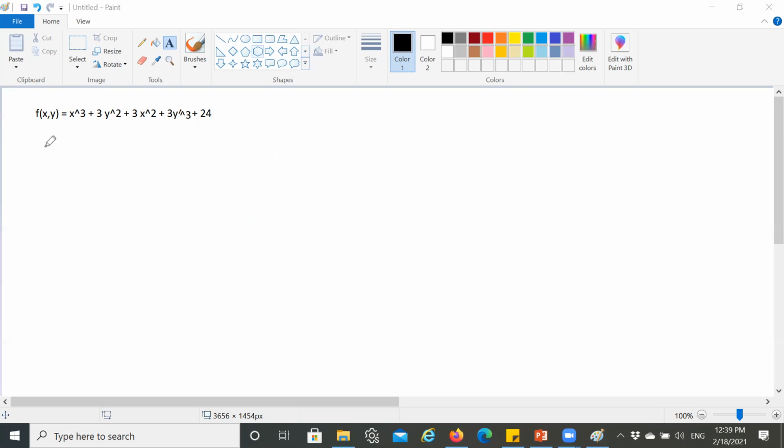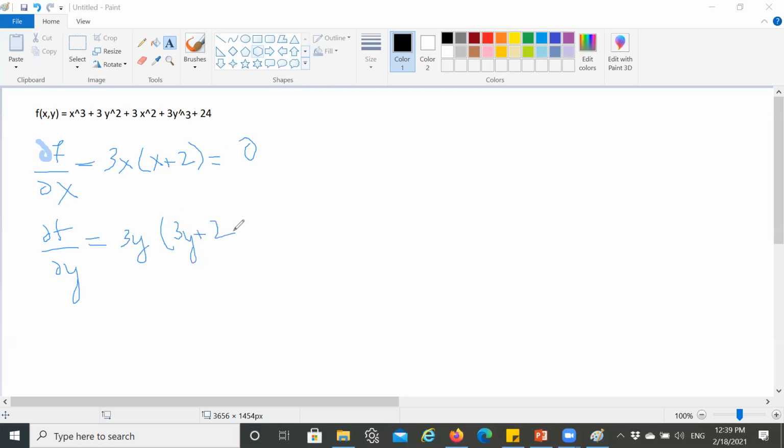Okay, so what I meant is, you have this function, so you have to take the first order partial derivative. First order derivative with respect to x. What would this be? It would be 3x(x plus 2), am I right? Is equal to 0. First order partial derivative with respect to y. There are 2 variables, so you'll get 3y(y plus 2). Am I right?